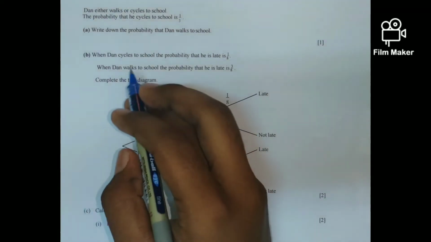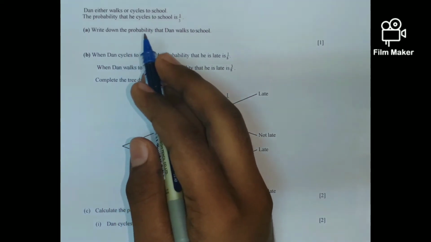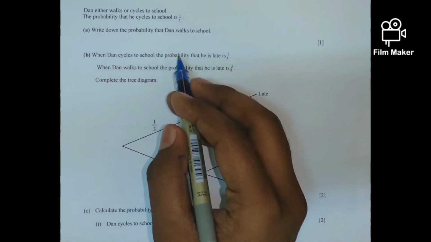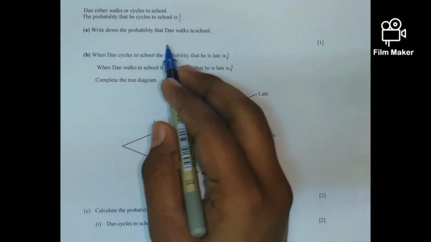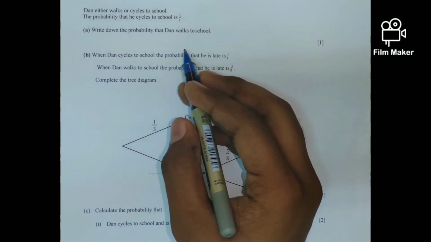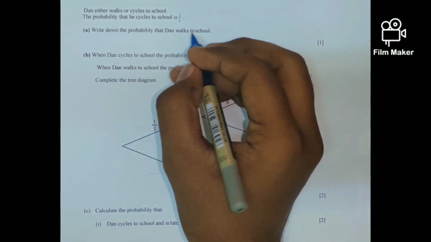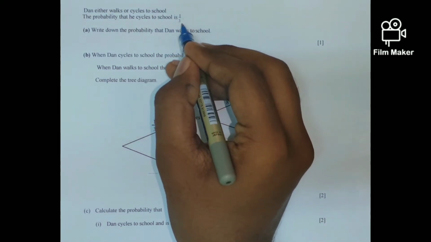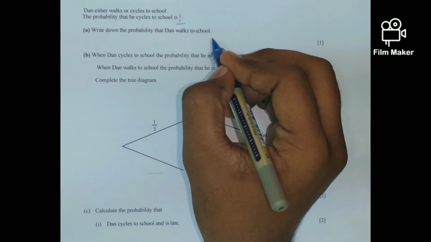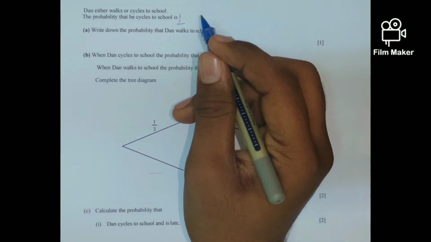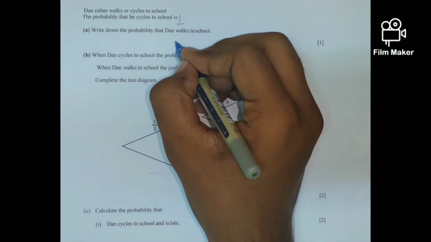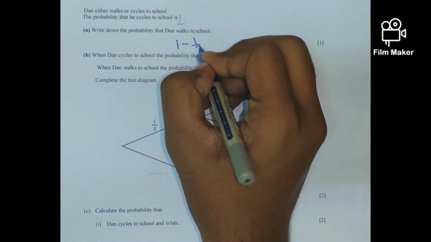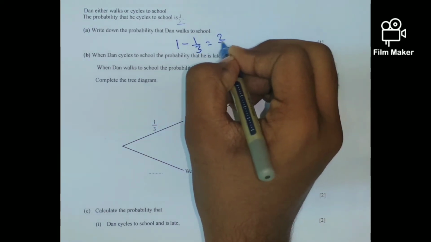The third question is: Dan either walks or cycles to school. The probability that he cycles to school is 1 upon 3. Write down the probability that Dan walks to school. We know the probability that he cycles to school is 1 upon 3, and the total probability is 1, so we'll just subtract it from 1. 1 minus 1 upon 3 equals 2 by 3.